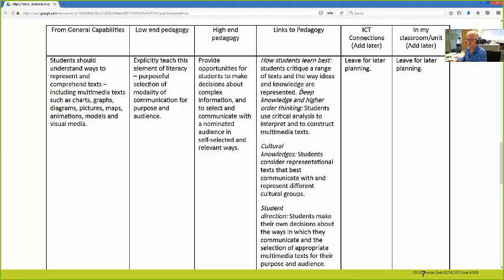So this is what I would do in my pedagogy. This would be my intent. Deep knowledge and higher order thinking. Students use critical analysis to interpret and construct media texts. Okay, so she's basically saying here what to do, what happens when students learn best. Okay, they're in the high-end pedagogy. What does this mean in terms of higher order thinking? They're using critical analysis to interpret and construct multimedia texts.